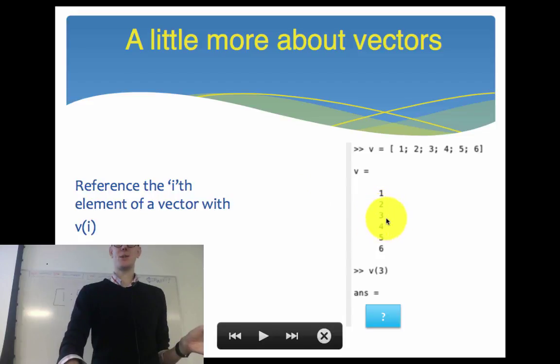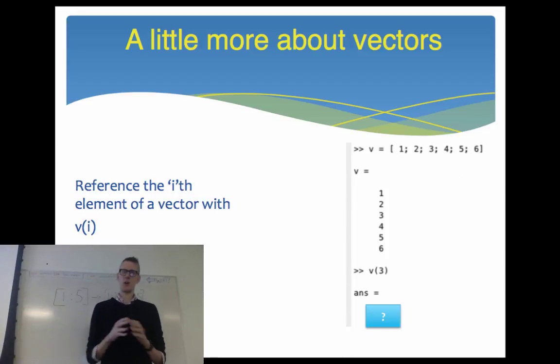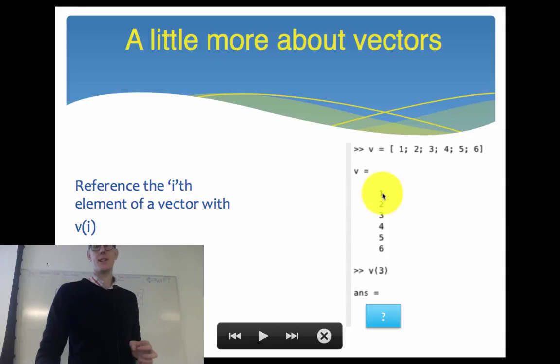Those of you who've coded in other languages will be used to starting counting at 0 in computer science, but in MATLAB we always start counting at 1. So the first index of our vector is going to be a 1, the second index is going to be a 2, the third index is going to be a 3, so v(3) will be 3 in this example here.